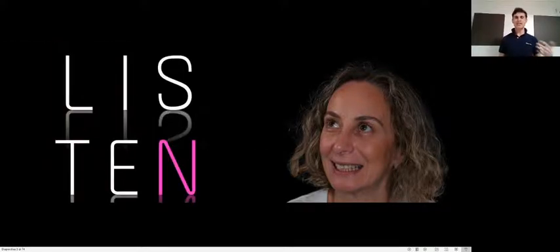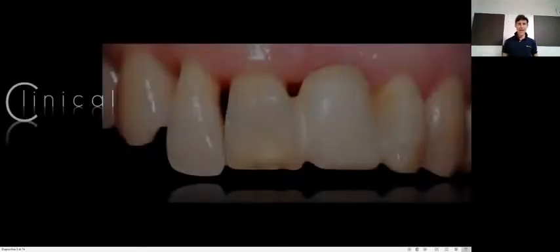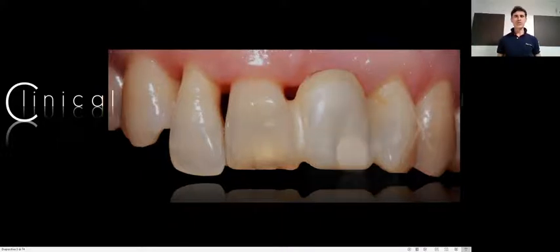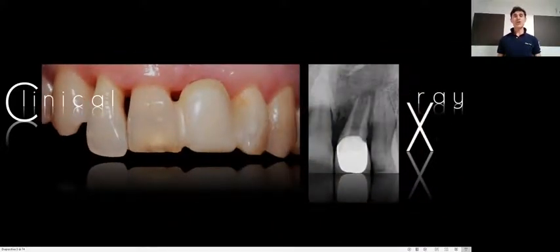So first I listened to this patient and her expectations, her needs, and what she wanted for her smile. And from a clinical point of view, intraorally, we saw the problem is the mobility of this left central incisor that was splinted, and the presence of a resorption of hard and soft tissue around the adjacent teeth. This patient was treated for a previous periodontal problem, and now she was stable.